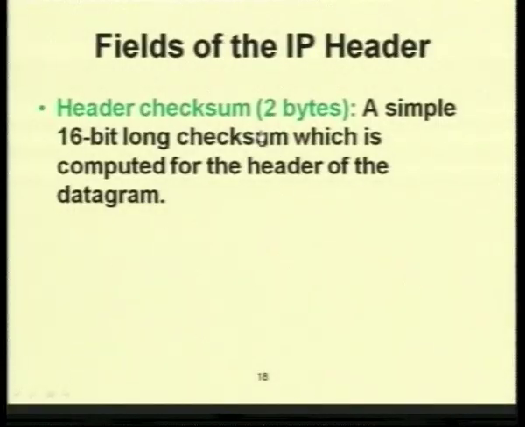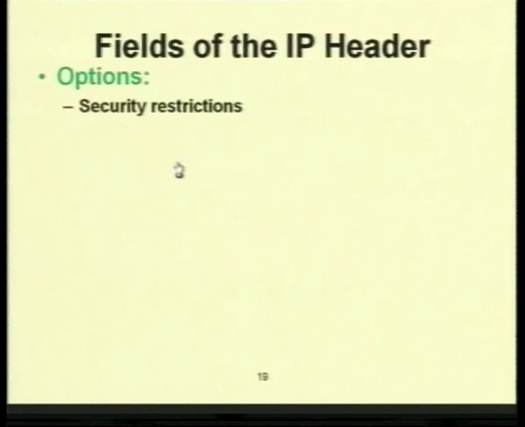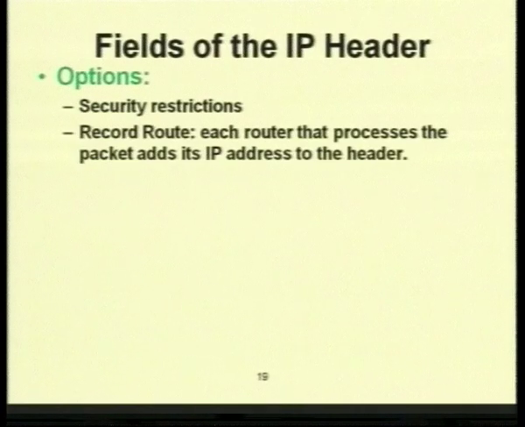Then we have the header checksum, which is a 2 byte field. It is a simple 16-bit checksum which is computed for the header of the datagram. Then we have the options field. There is a number of interesting information specified in the options. You could have security restrictions specified over here, and we have something called a record route option which is available.